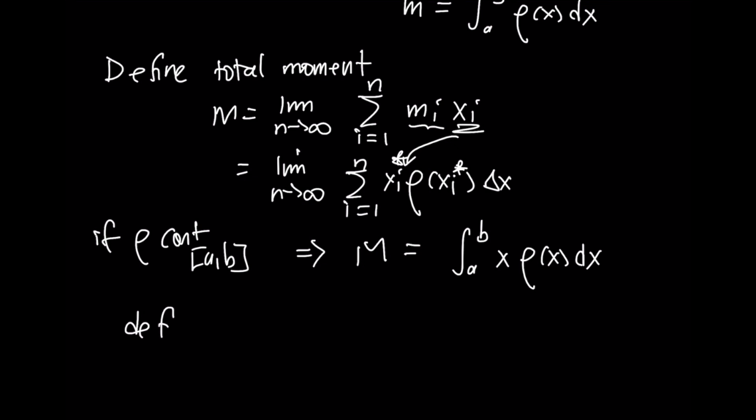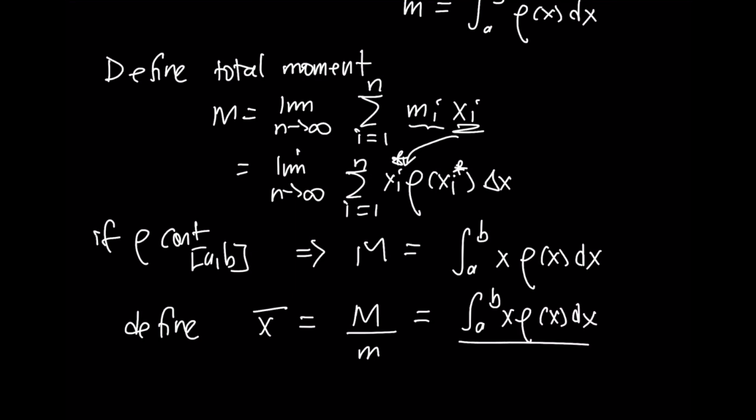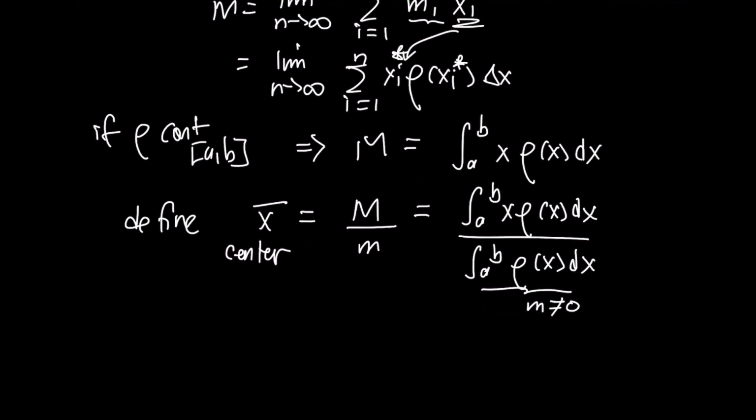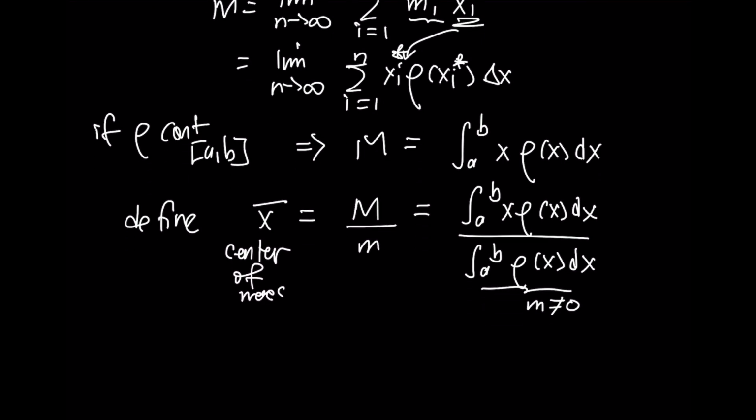And that means that I'm going to define the center of mass for this continuous distribution as the integral of x rho of x dx divided by the integral of rho dx, which is just the total moment over the total mass. The total mass can't be zero. We will have a center of mass of a continuous distribution. And the center of mass you can think of as saying, I'm going to take this bar and put a fulcrum or a pivot underneath somewhere, and it's going to be balanced when I keep it at that point.